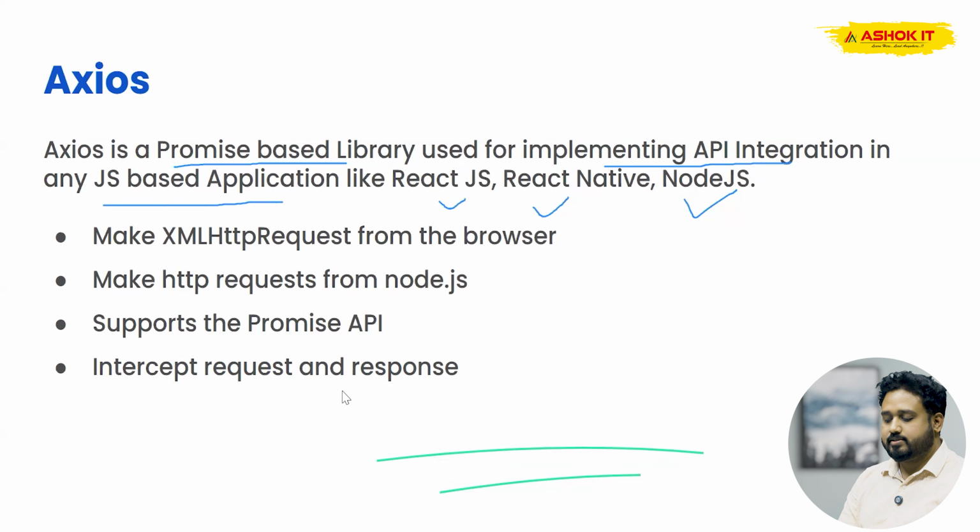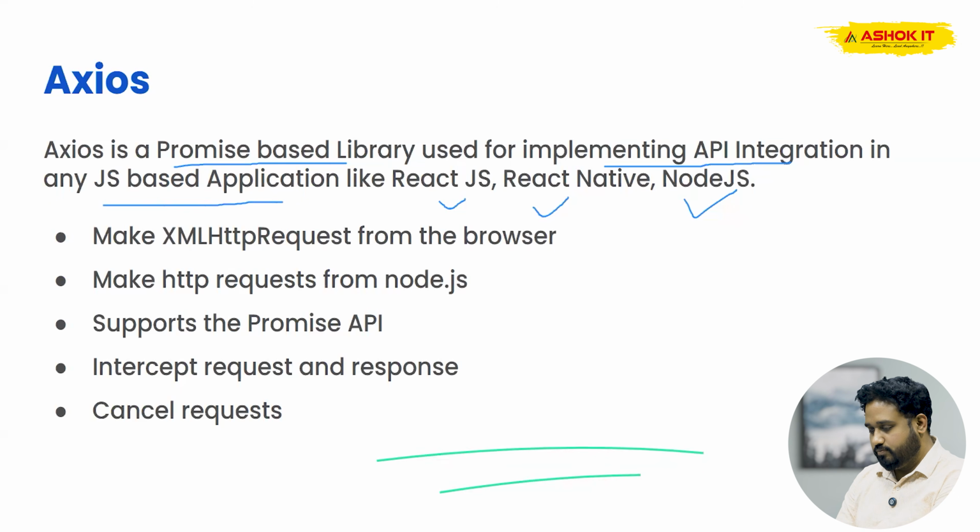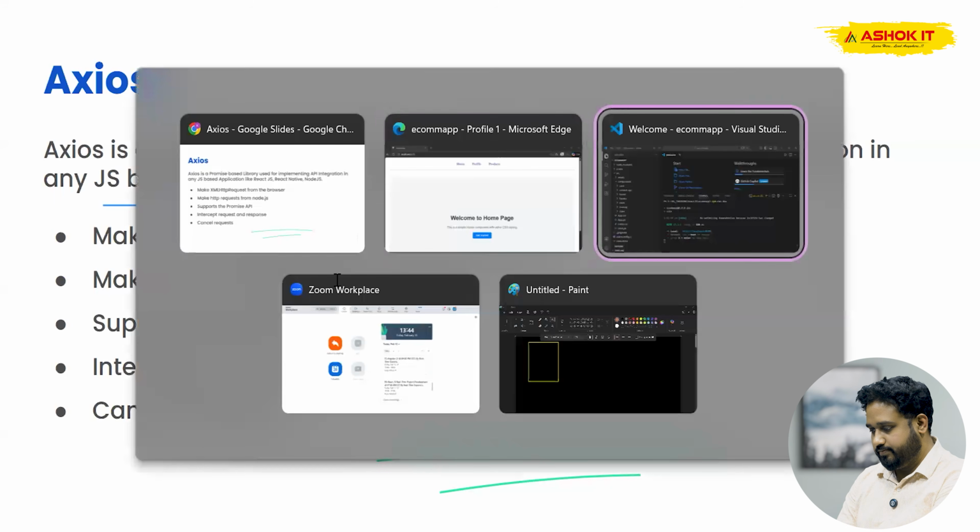Similarly for responses. Whenever a response is coming, before it reaches its destination, we can access that response and modify it. That is the meaning of intercept. If you want, you can even cancel the request before it reaches the destination. So these are the things offered by Axios. Now let's understand how we can use this Axios in our React applications. So let's move to our VS Code.